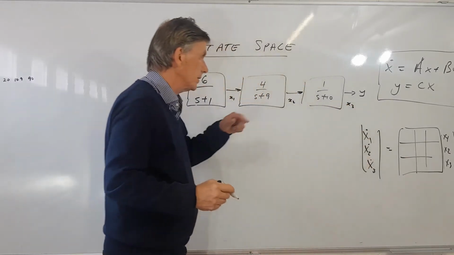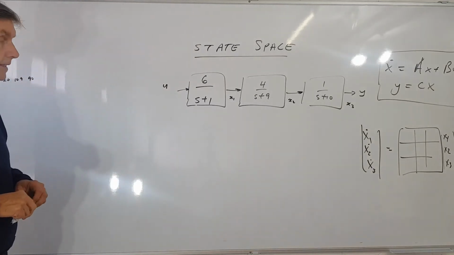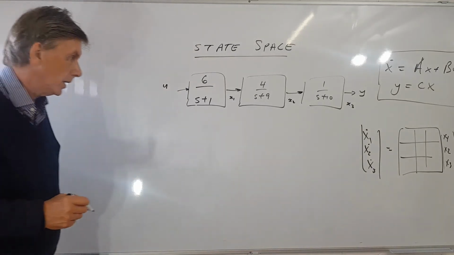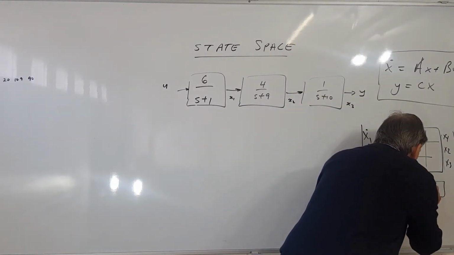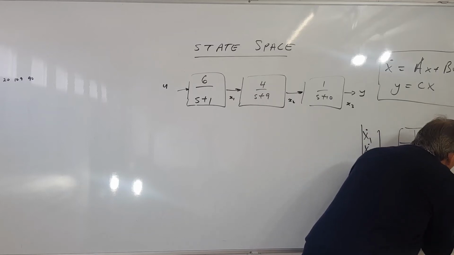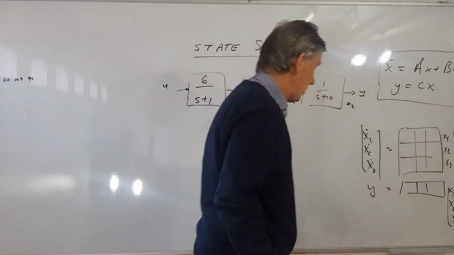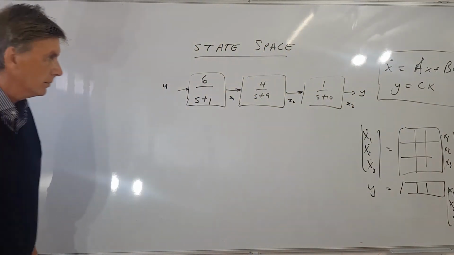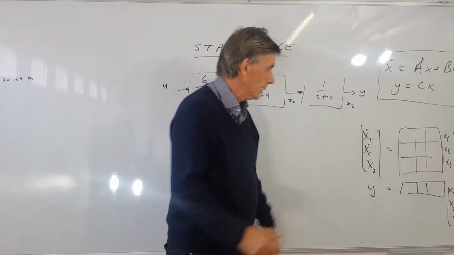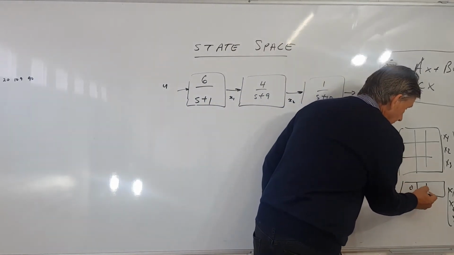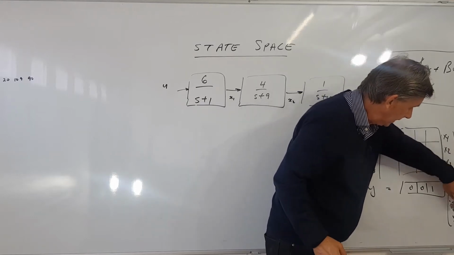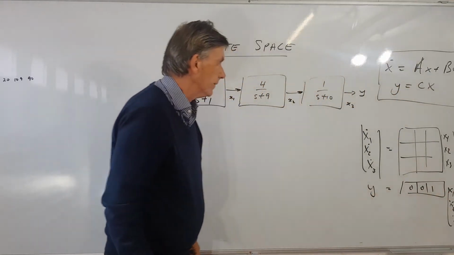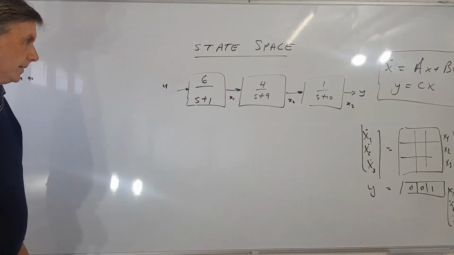So we use the outputs from each block as a state in the system. And we'll also need a little equation here that y equals something times x1, x2, x3. We can immediately get what the y equation is because we know that y is x3, so that's going to be 0, 0, 1. So y is that times that plus that times that plus that times that. So that's a matrix equation of y equals x3.